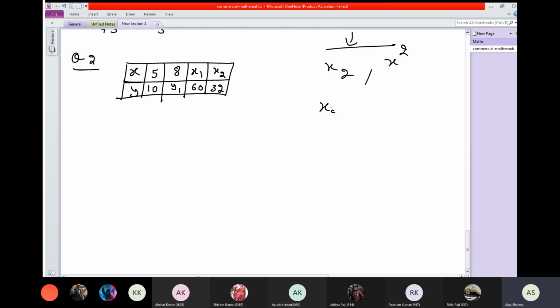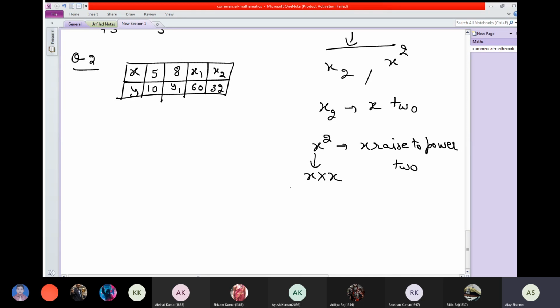This notation we read as x subscript 2, and this notation, how do we read it? X raised to the power 2. And what is the meaning of this one? The meaning of x square you know very well, x multiplied by x, and this notation is only the number x2.